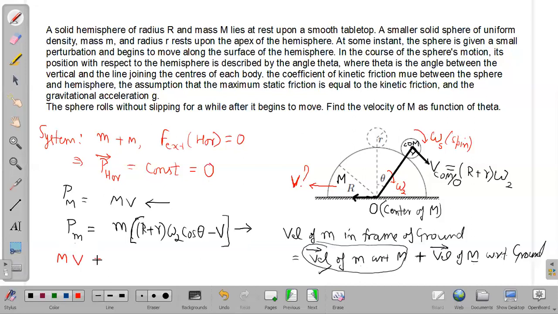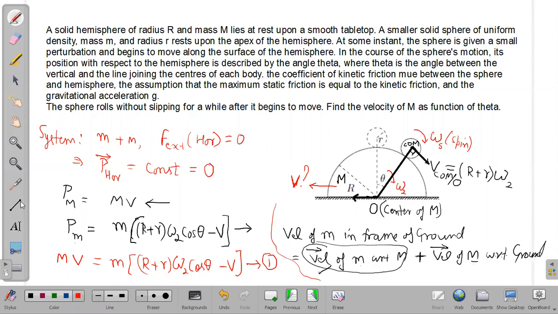And therefore, M into V can be written as small m times (capital R plus small r) into omega 2 into cos theta minus capital V. So that is the first equation from the conservation of linear momentum. More equations are required. More equations can be obtained from some more principles, like that the small sphere is rolling without slipping.